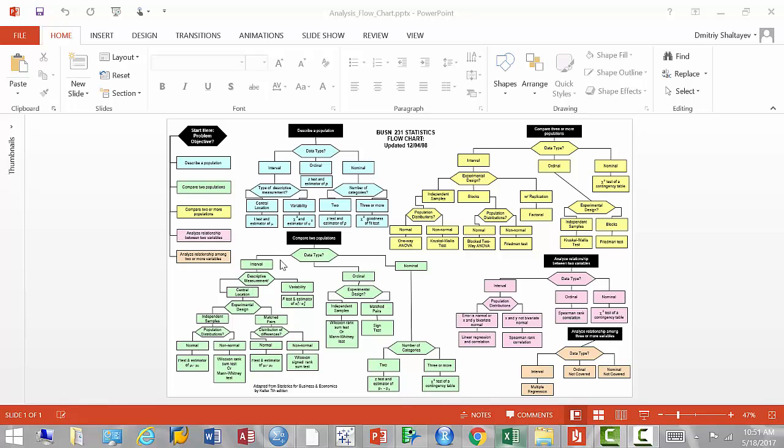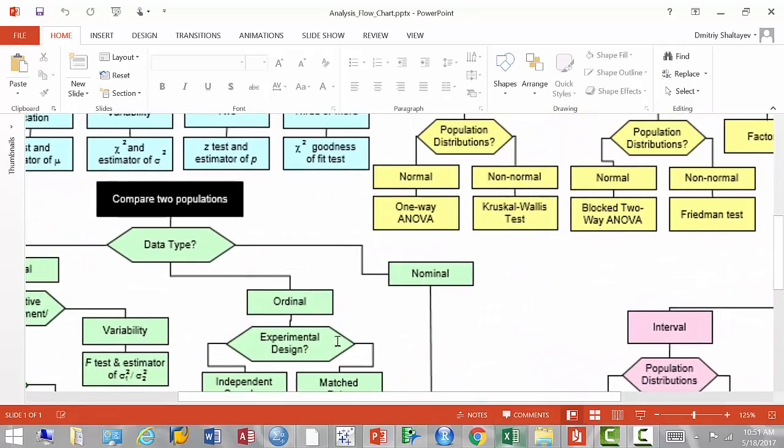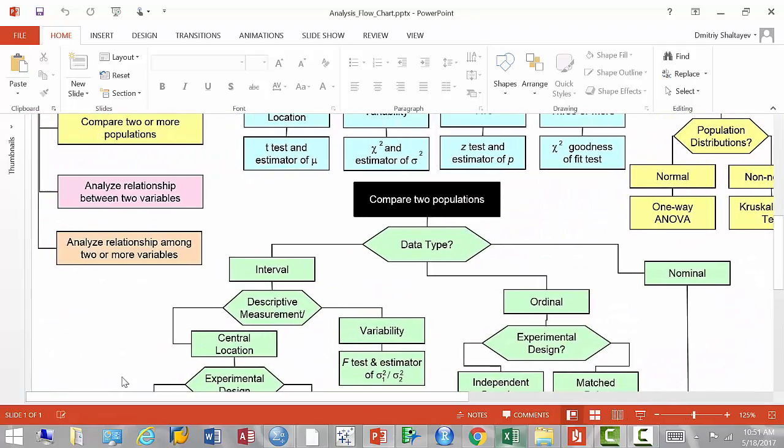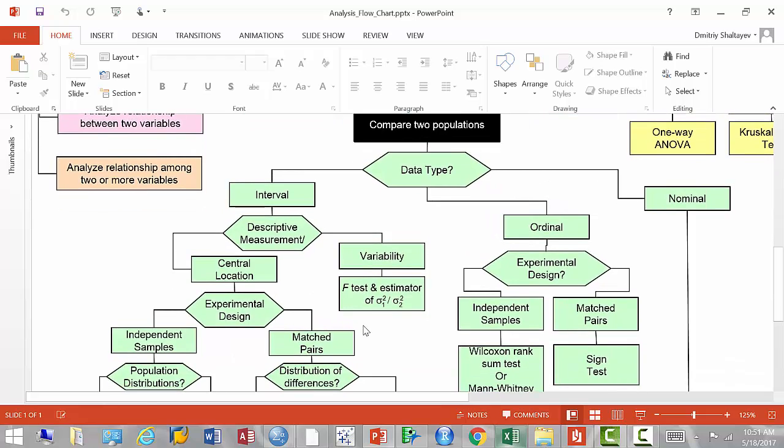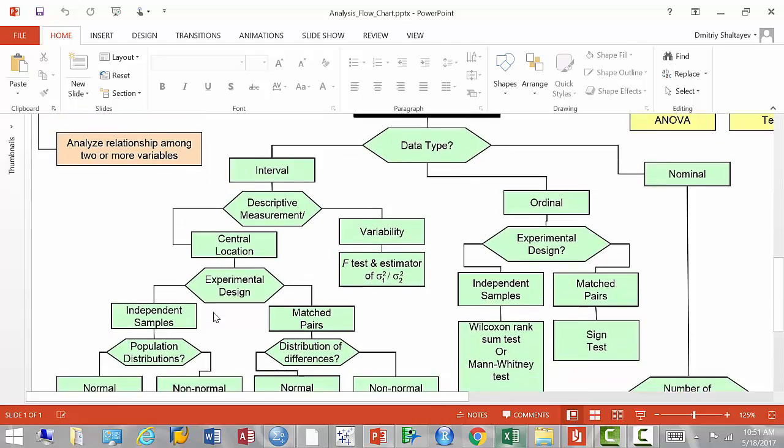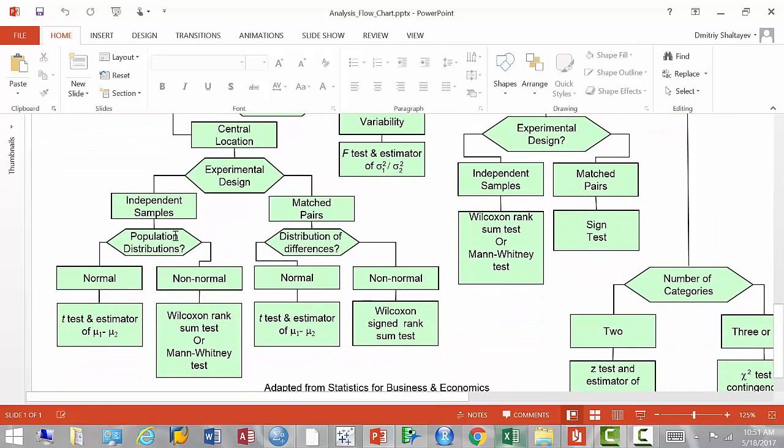And that tree would be comparing two populations or more. So let's review what we can do. When we have two samples coming from two different populations, data can be interval, and we're always interested in central location, right? So samples can be independently collected or matched pairs. In case distributions of samples or sample differences are normal, we're using the t-test.